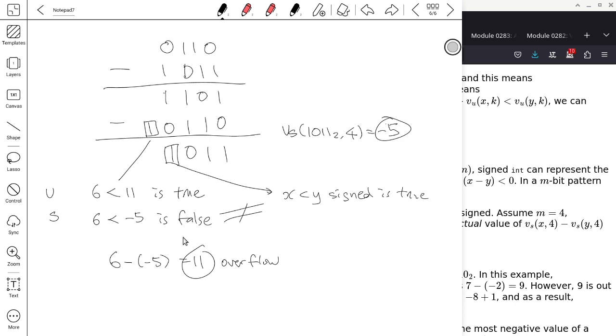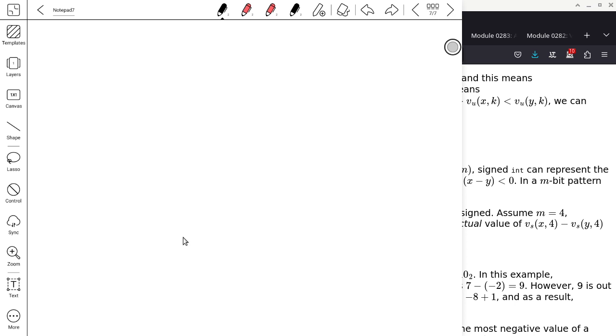So the sign is wrong, okay? So the conclusion here is when there's an overflow, the sign of the difference is wrong. Okay, so if we generalize this whole discussion, and looking at the time, 11:15, yeah, we still got time, we're good. So we look at X and Y, okay?